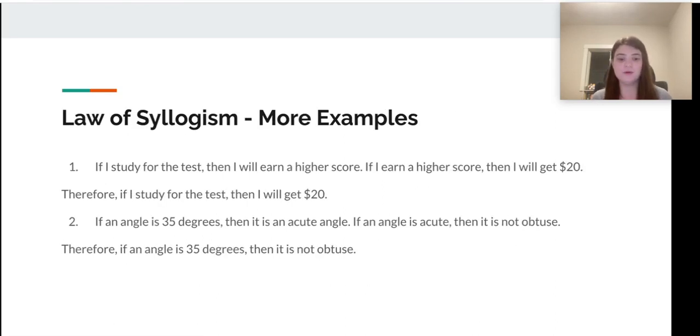Okay, here's a couple more examples. If I study for the test, then I will get a higher score. If I earn a higher score, then I will get $20. Therefore, if I study for the test, then I will get $20.